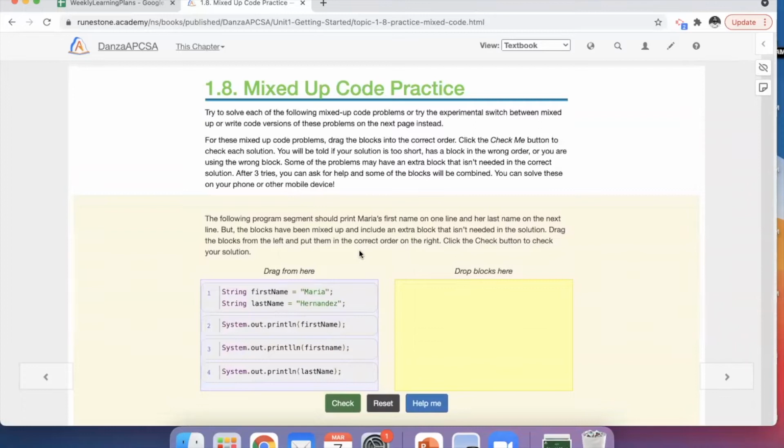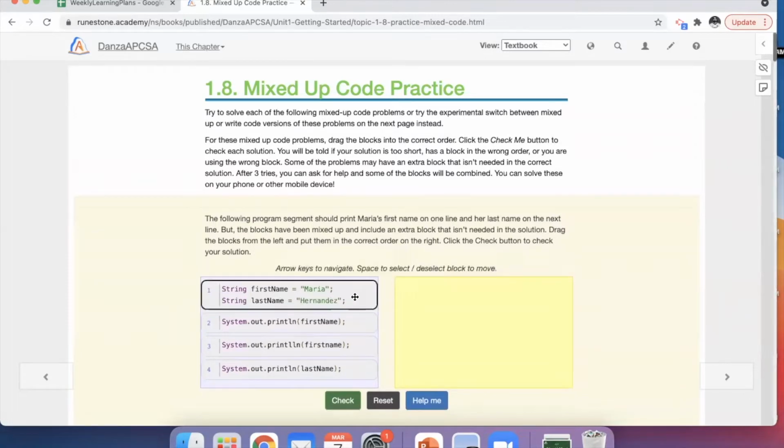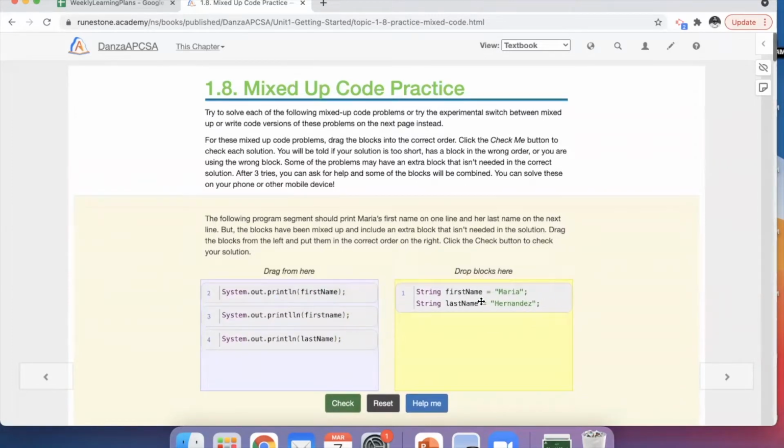The first example says the following program segment should print Maria's first name on one line and her last name on the next line. The blocks have been mixed up. So the first thing we need to do is declare and initialize our variables. Notice how we've declared our variables and initialized them in the same line. Then we have to print them out. So we want to print out first name.